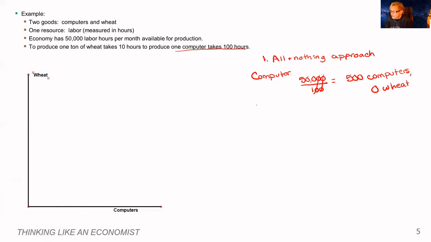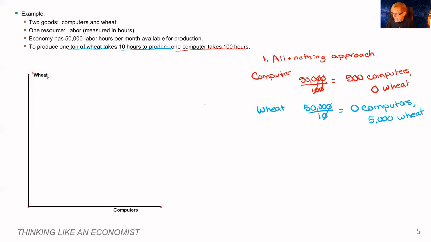Now what I want to do is to take the same approach and just produce wheat. I'm going to take my 50,000 labor hours. Given in the problem, it takes 10 hours to produce 1 ton of wheat. So I'm going to divide that by 10, and I end up with no computers and 5,000 tons of wheat. Now, at this point, you may be able to see where these numbers are coming from.